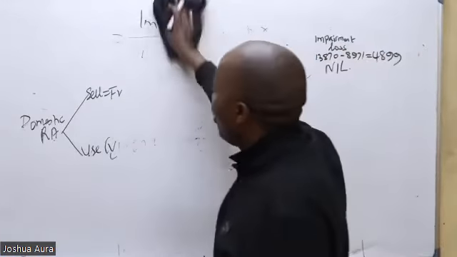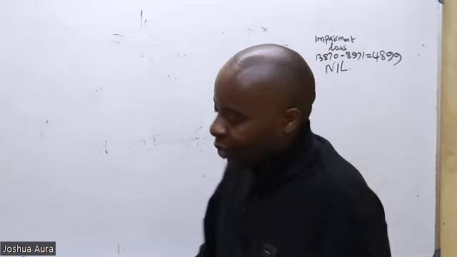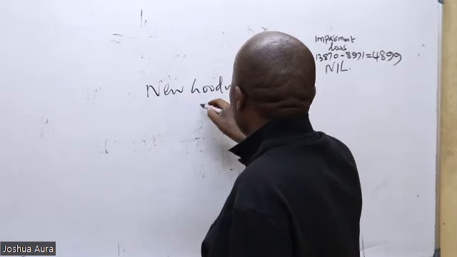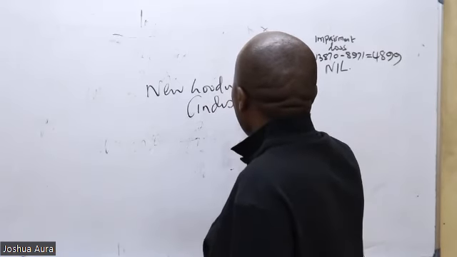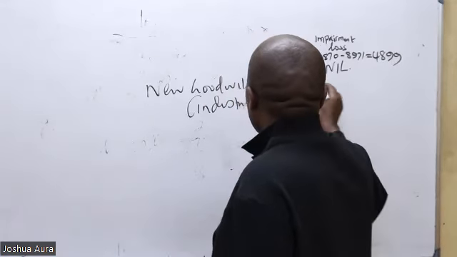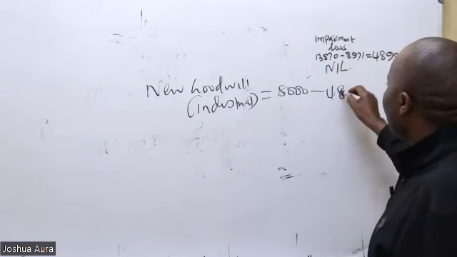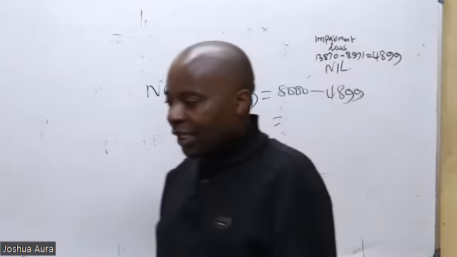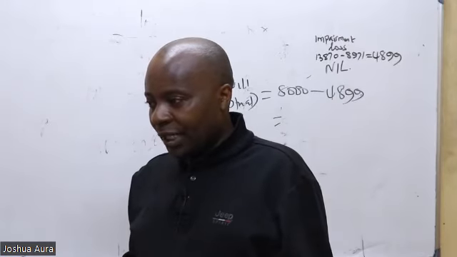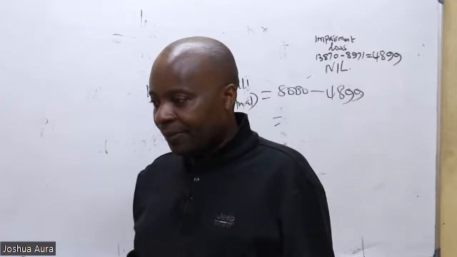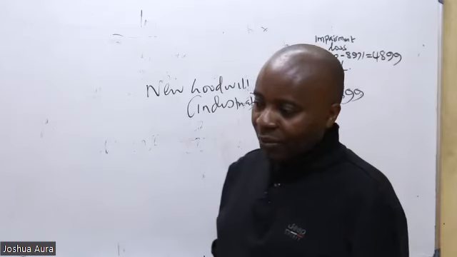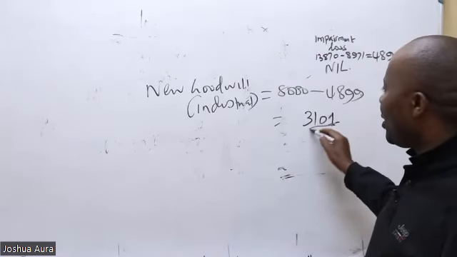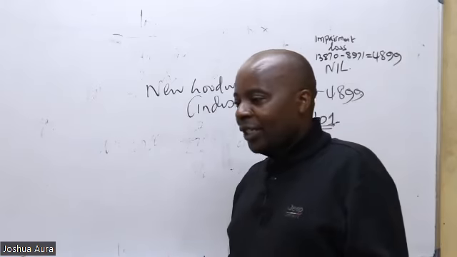the new goodwill amount for industrial will be 8,000 minus whatever you got here. Fortunately, it can absorb everything. So the new amount of goodwill will be equal to 3101. So is that okay?